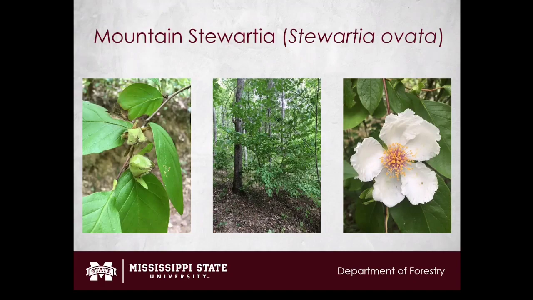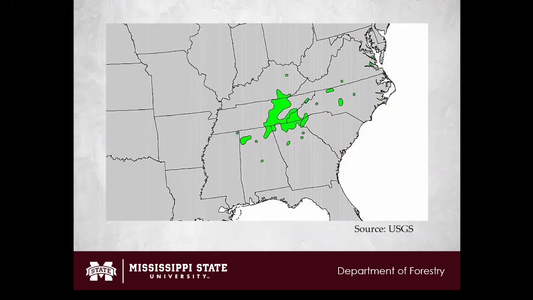This is mountain Stewartia, Stewartia ovata. It's a beautiful understory to mid-story tree, kind of shrubby. It kind of looks like a dogwood for those of you that are familiar, but a little bit cooler. It's a pretty rare species also. When you do find it, you don't often find a lot of them. And what really attracted me to it are these beautiful blooms that you can see there. So this species is found across the mid-south and southern Appalachians.